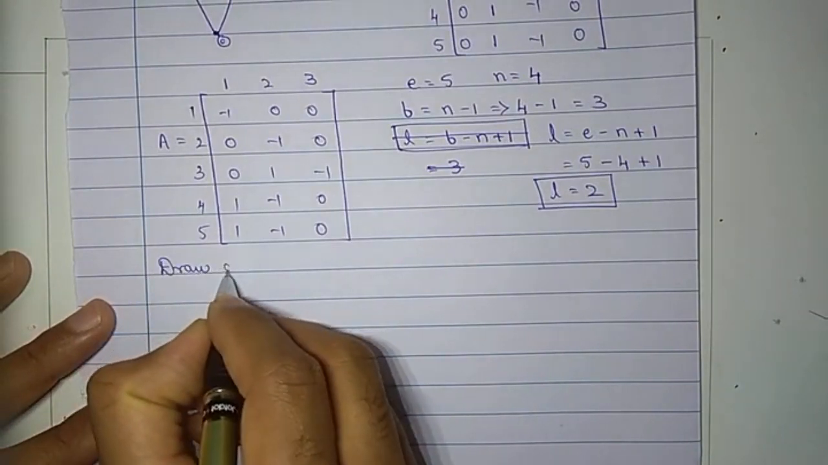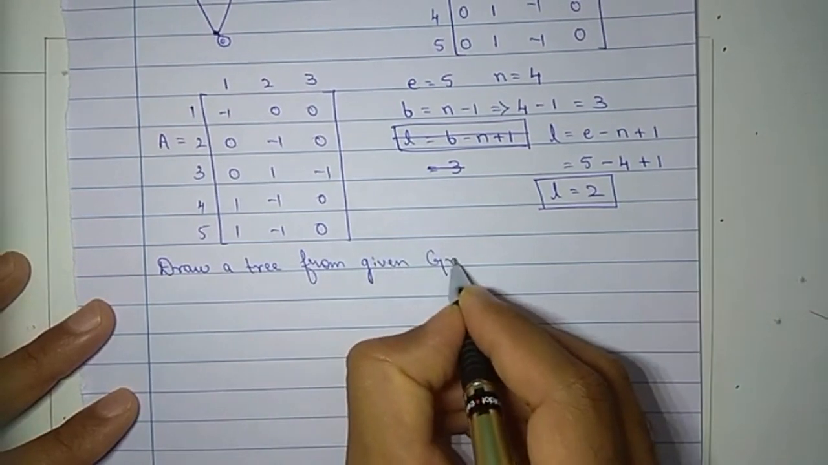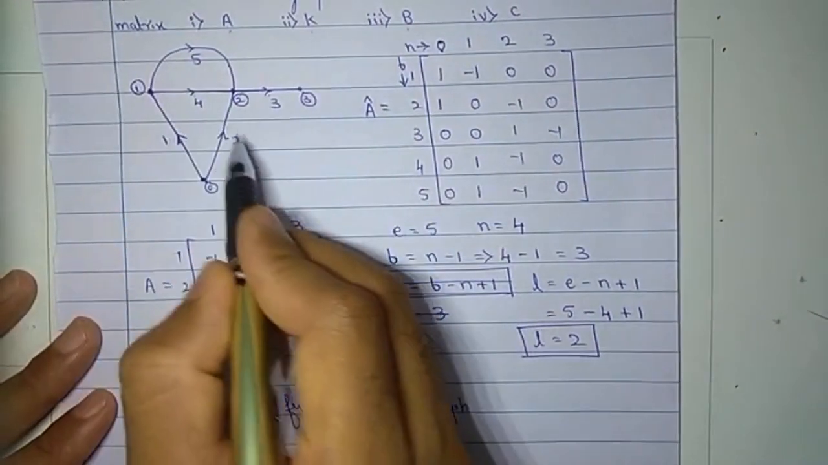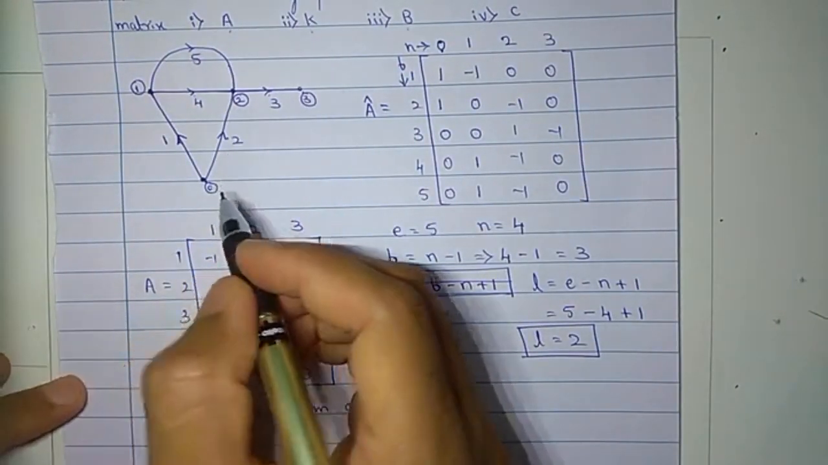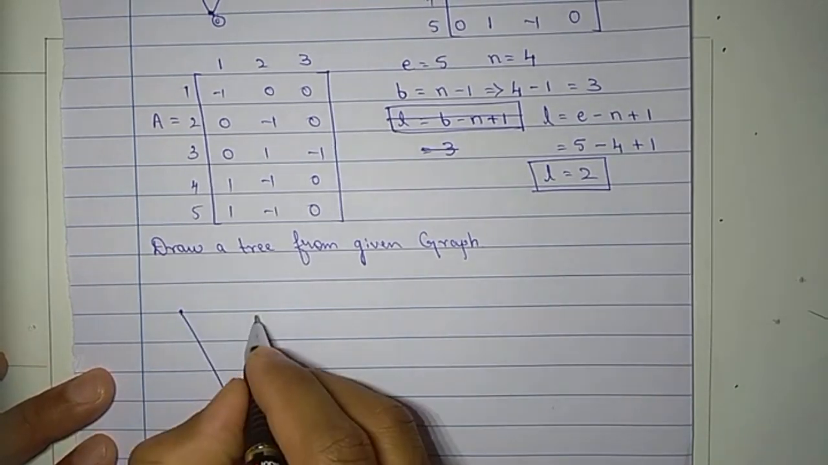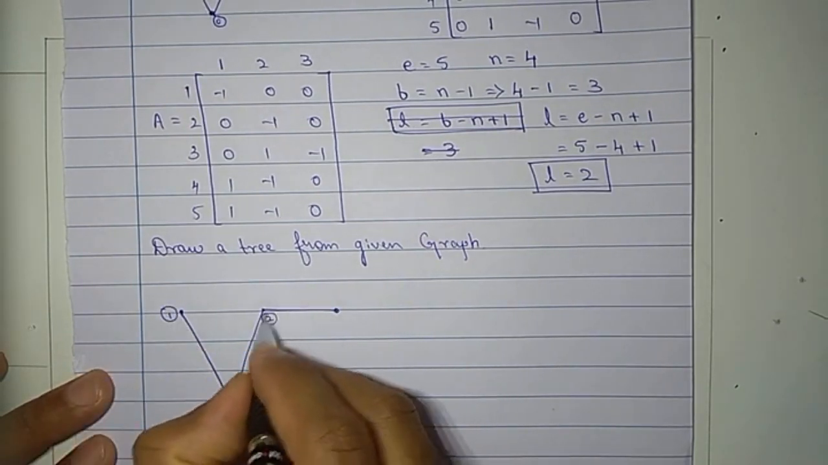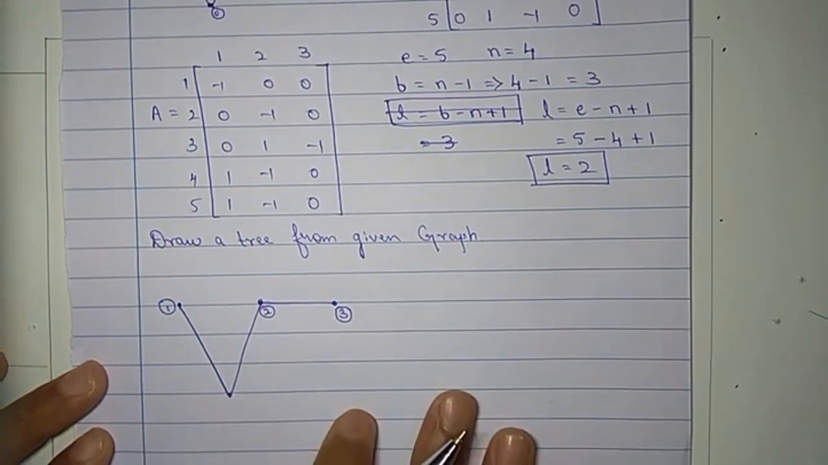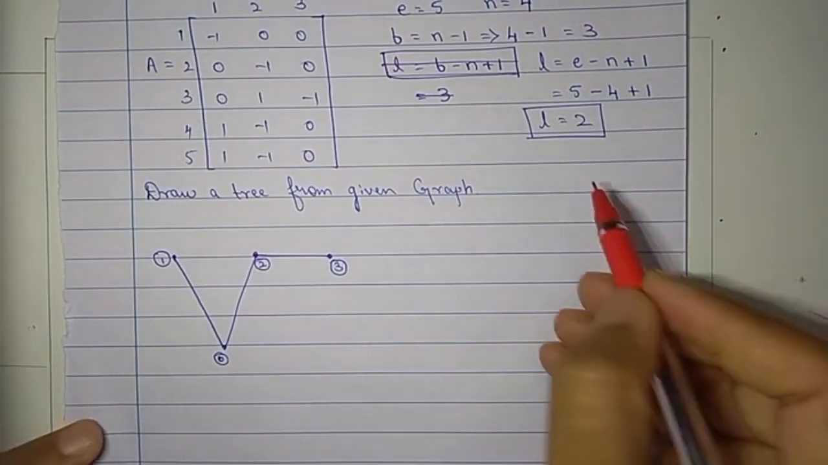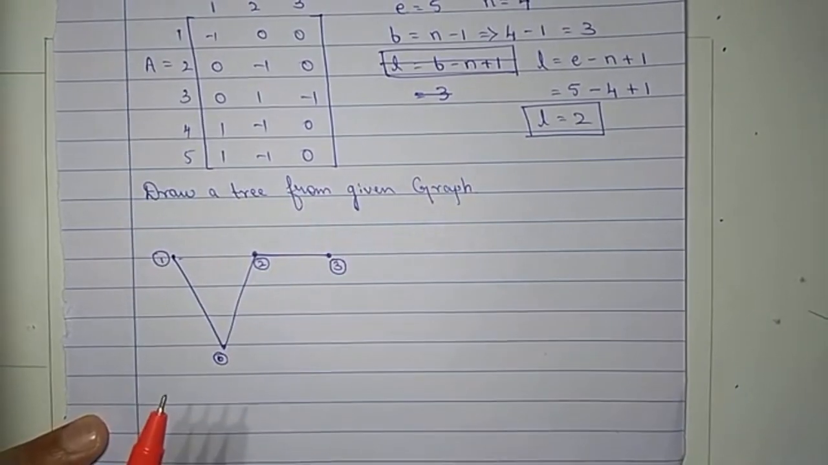Next, draw a tree from given graph. As I have said, we will be getting totally 2 links. So how to draw a tree from a given graph? Tree means there should not be any closed loop. So can I draw a tree by considering node 1, node 2 and node 3 and reference node. But whereas I have said totally there are 2 links, I'll consider now is it forming a tree? Yes, because there is no closed path in this figure.